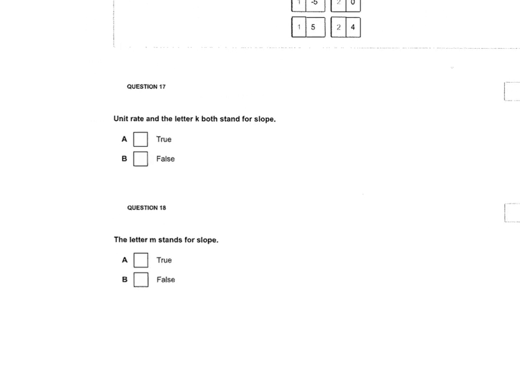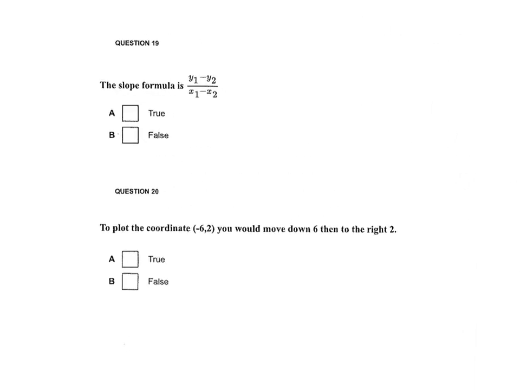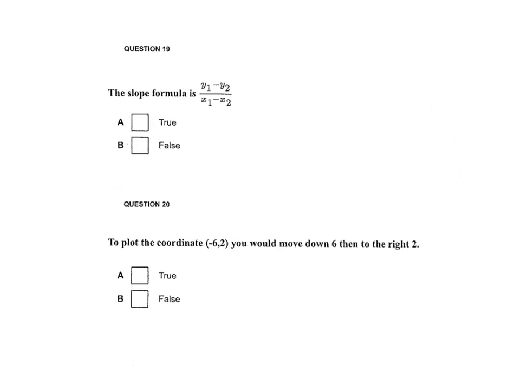Next, you've got true, false. Unit rate and the letter K both stand for slope. The letter M stands for slope. The formula for slope is y1 minus y2 over x1 minus x2. And to plot the coordinate -6, 2, you would move down 6, then to the right 2. Those are all true.